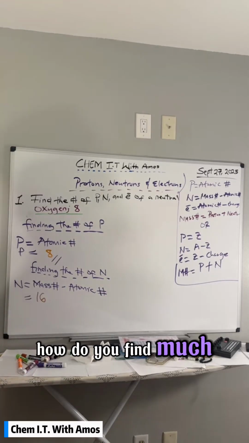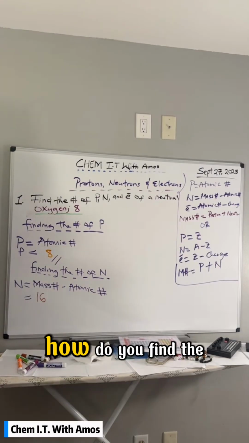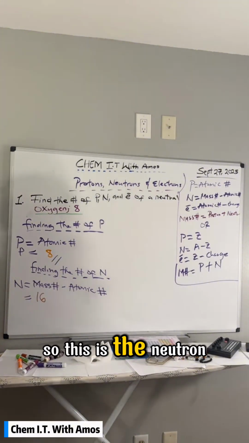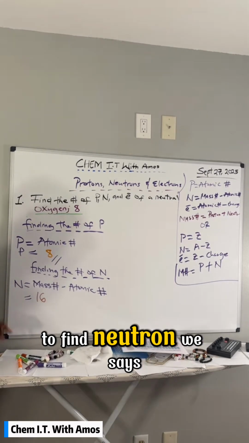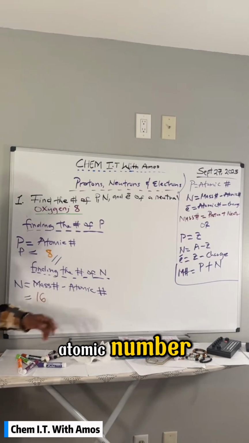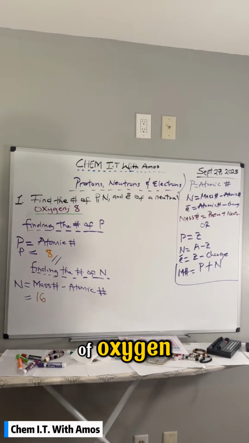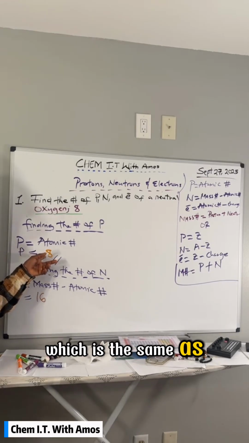How do you find the mass number? So this is the neutron that we are finding right here. To find neutron, we say the mass number minus the atomic number. What is the atomic number of oxygen? This is 8, which is the same as proton.